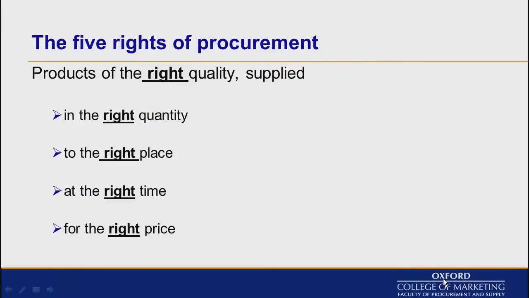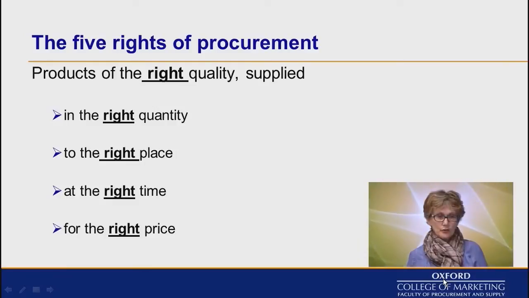We'll talk at various points through various units about the 5 rights of procurement. And it is important that products are of the right quality. We've just discussed that. Poor quality products can be damaging to organisations. And it's important that those products are supplied in the right quantity, that they're provided at the right place, at the right time, and for the right price.